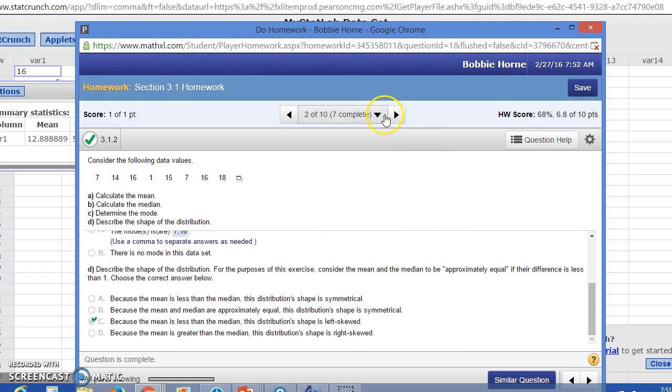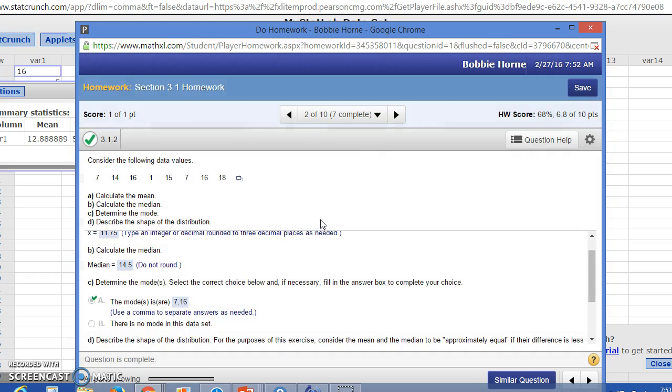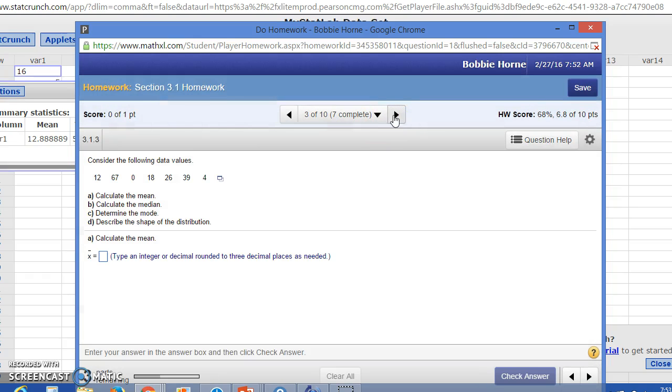Okay, moving on. I want to kind of skip around because a lot of these are the same. So I want to get to a question that's somewhat different. So you're doing the same thing on these. And actually these you could do by hand. They would not take long at all.